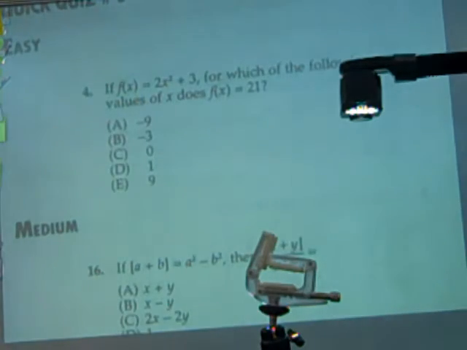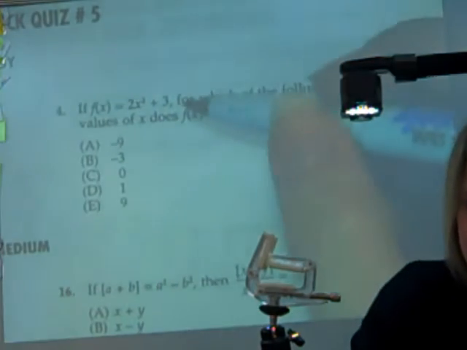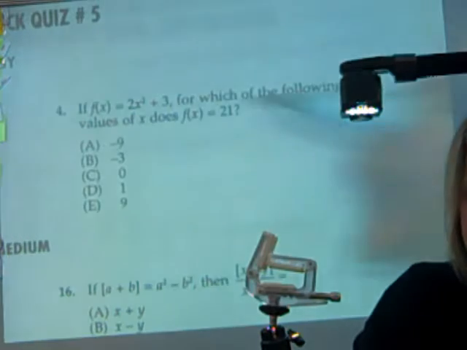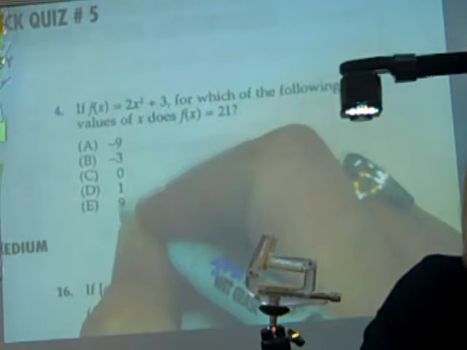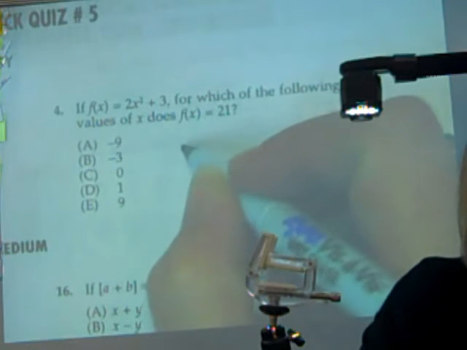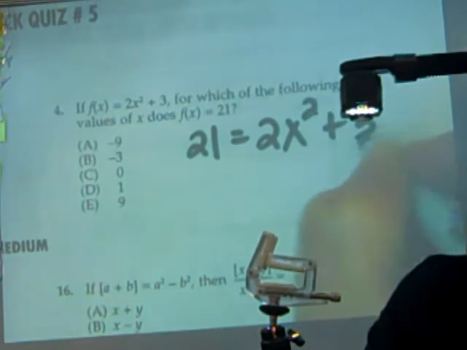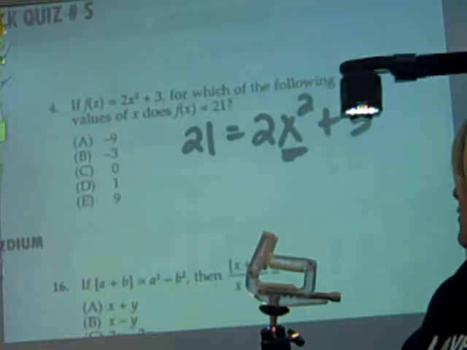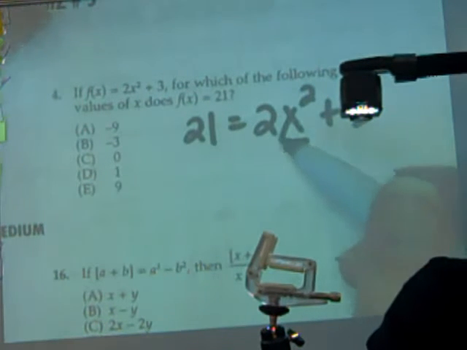Okay, so we're going to go over these questions real quick. So the first one, the easy, uses the function notation that you're used to from school. This is a good one to practice plugging in on. This is not asking you to plug 21 in for x. It's asking you which of these, when you plug it in for x, will give you 21. So which number, when you plug it in here for x, will give you 21. So if you plug in answer choices until you find the right one, it's going to be 3.